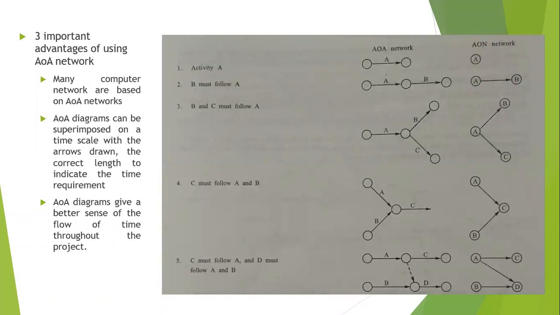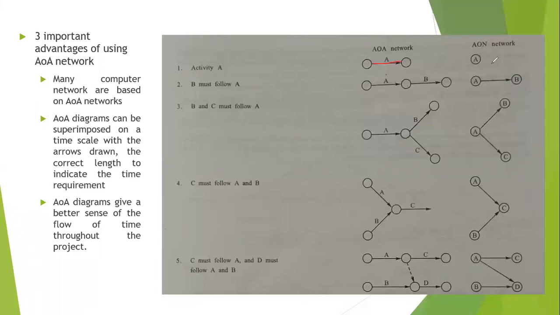Look at the difference. The first one is activity on arrow, so it is represented on the arrow. Look here. On the arrow, it is represented letter A, whereas letter A is represented in the node itself. Now look how the precedence is. B must follow A. So from one node to one node, one activity is A and another activity B. Look at the difference. Okay, for each activity we are giving one node, starting node and ending node, and then starting node and ending node.